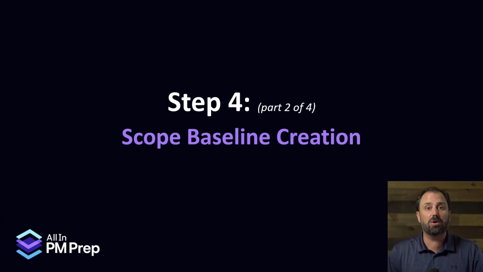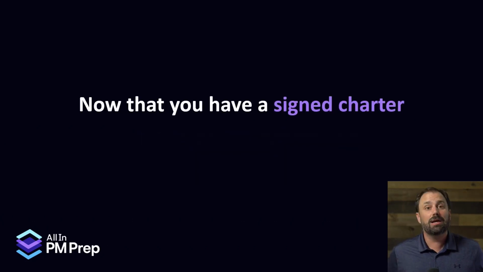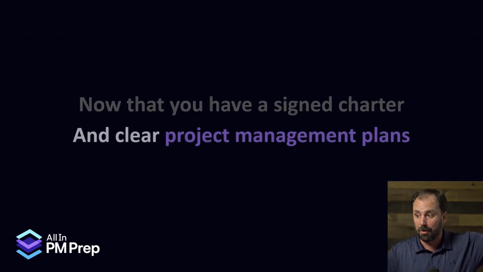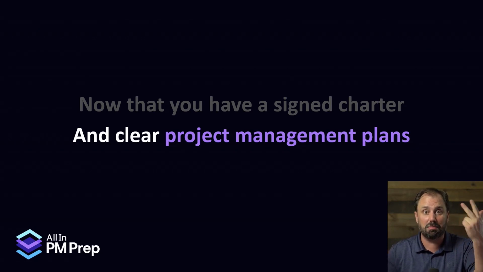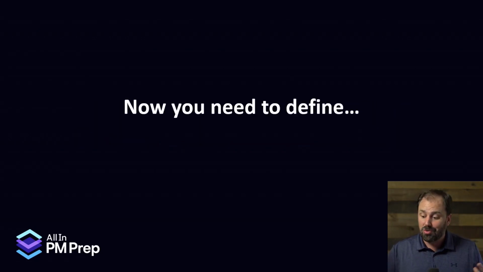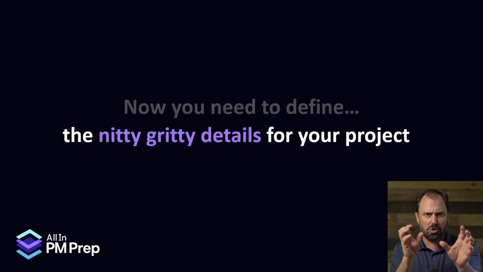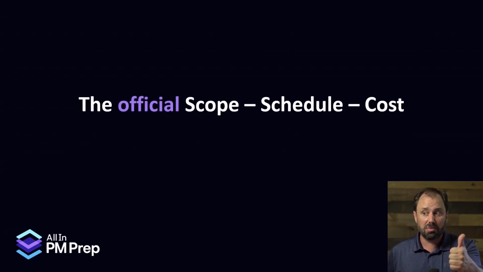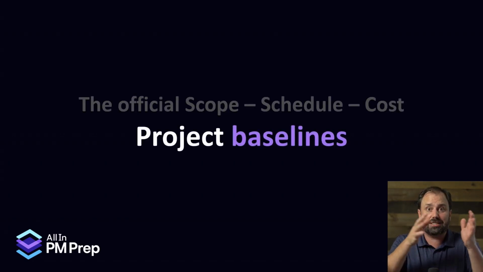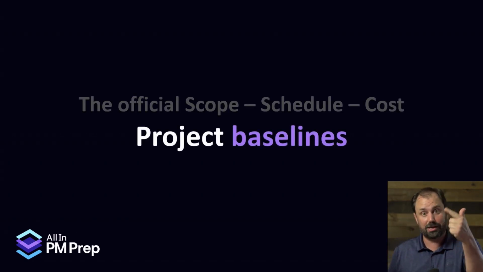I'm going to teach you how to build your scope baseline. Now, to review, you have your charter signed by the sponsor, remember? And you've put all that work into developing your how-to plans, your project management plans. Now you know you need to define the nitty-gritty details for your project. More specifically, you need to nail down your official scope, your schedule, and your cost. We're going to call these the project baselines, and there are 3 of them: scope, schedule, and cost.